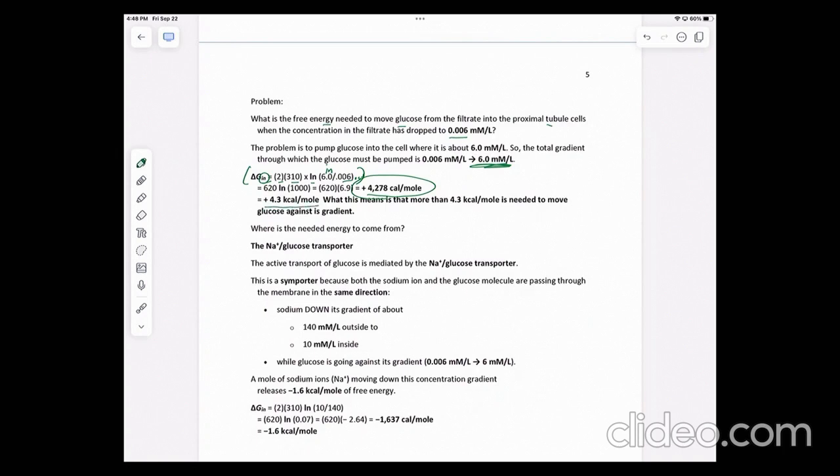So again, reminding you of what we talked about in the last lecture, I need more than that. Okay, that's just kind of the break-even point. I need to exceed 4.3 kilocalories per mole if I'm going to put energy into the system to pull that glucose up its concentration gradient. So exactly 4.3 isn't going to do it. I need more than 4.3, but that's kind of my baseline or my reference. So that's kind of cool.